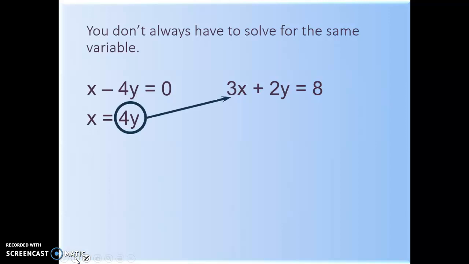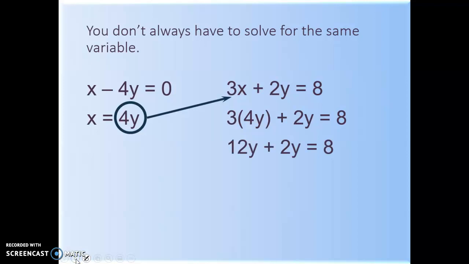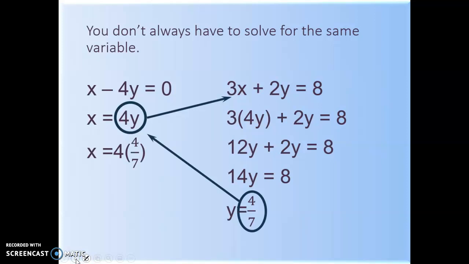I'm going to plug that 4y into the other equation, again using substitution and using parentheses. So instead of 3x, I get 3 times 4y plus 2y equals 8. Using the distribution property to get rid of parentheses and then combining like terms, I get 14y equals 8. Y then must equal 4/7. I'll plug that back into my original equation, and I get 4 times 4/7 instead of 4 times y, which leaves my x at 16/7. So my solution is 16/7 for my x value and 4/7 for my y value.